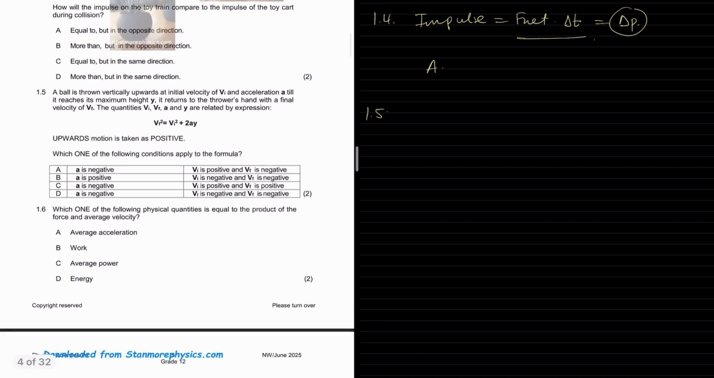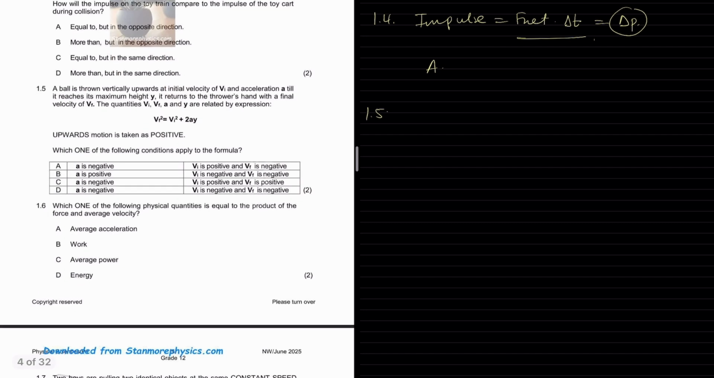1.5. A ball is thrown vertically upward at initial velocity vi and acceleration a until it reaches maximum height y. It returns to the thrower's hand with final velocity vf. The quantities are related by the expression. Upward motion is taken as positive. So if upward motion is taken as positive, vi is going to be positive. A is going to be negative since acceleration is 9.8 down. Vf is going to be negative since it's traveling downward.